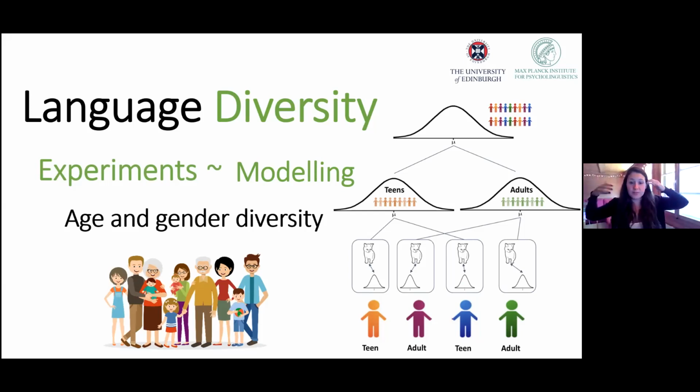So when you interact with someone new for the first time, these agents would choose the appropriate variants based on their estimation of the subpopulation that this new person is coming from. So you would use a typical adult variant if the agent that you're going to interact with is an adult, and a different one if it's a teenager. And we'll see what happens.